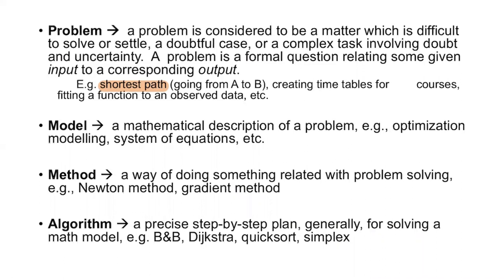A method is a way of doing something related to a problem. It's kind of a family of algorithms. I haven't described what an algorithm is, but a method could be a little bit wider than an algorithm. An algorithm is basically a step-by-step procedure until we do something. Like, for example, I want to solve this shortest path going from A to B. There are specialized algorithms, like for example Dijkstra, that tell you what steps you have to perform to get the shortest path.